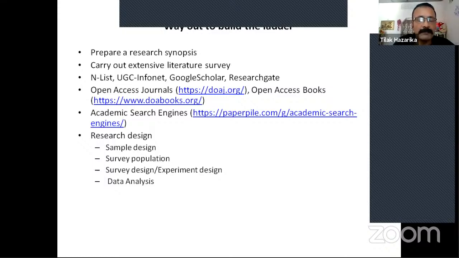Because if you commit some mistake in the sample design or survey design, definitely that will be reflected in the data analysis, and that will be reflected in the findings and the conclusion. All these are very significant and very relevant issues while carrying out research work. We have to be very careful. We have to study in depth the different methods of data analysis, and ultimately the report writing, submission, and attending the reviewers' queries.